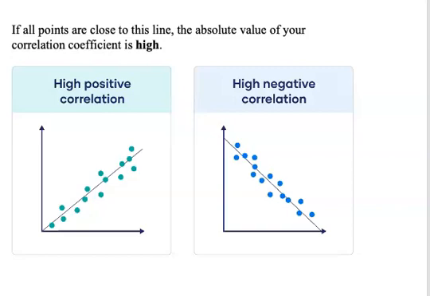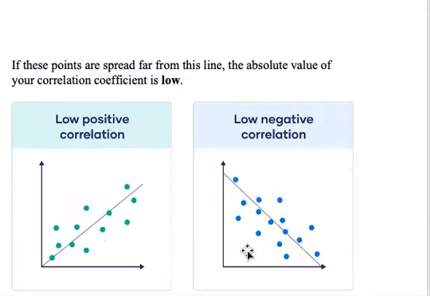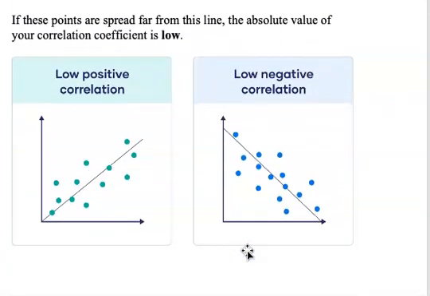If all points are close to this line, the absolute value of your correlation coefficient is high. So this has a high positive correlation and this has a high negative correlation. If there are points spread far from the line, the absolute value of your correlation coefficient is low. This is a low positive correlation and the other one is a low negative correlation.